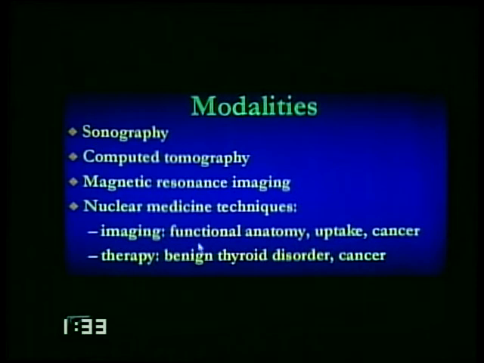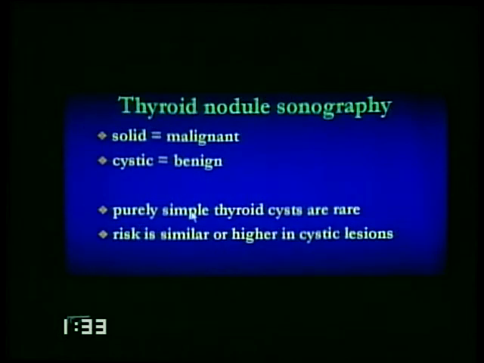These are the modalities that we use to evaluate thyroid pathology, and except for nuclear medicine, the rest of it is quite spectacularly useless. Conventional wisdom tells us if you've got a solid tumor, it's malignant. If it's non-solid or cystic, it's benign. That's not true, because simple thyroid cysts are quite rare. It's like a simple splenic cyst. It just doesn't happen that commonly.